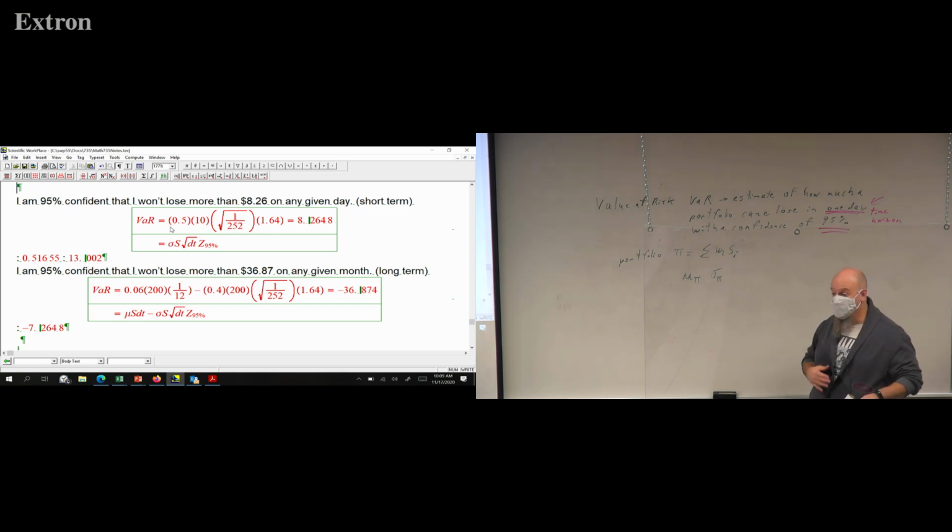Our instinct would be that because when you diversify, you lower the standard deviation, you lower the risk, generally. So our value at risk should be better. The number should be smaller.